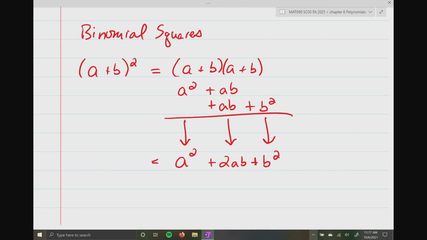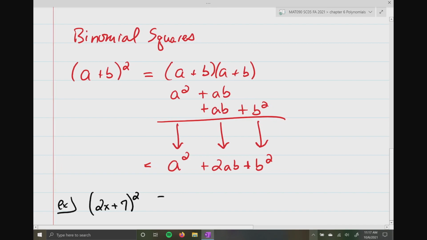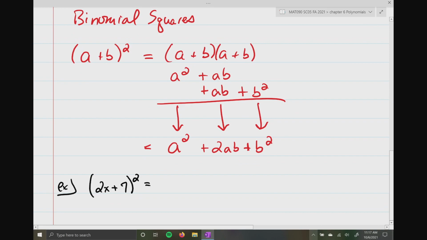In a way, if you can recognize this, you can save yourself some time. So directly underneath, I'm going to write the quantity of 2x plus 7 squared. Now, like I said, if you can recognize this, you can save yourself some time. So how about this? Everyone just watch. Just put the pencils down and just watch for a second.